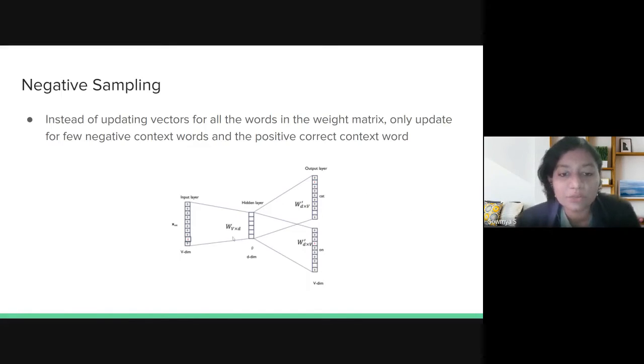So what we do is we update the weight for the word that we know is there in the output. Also, the negative sampling name comes from the fact that we will also update the weights for a few random wrong values which are not there in the context.